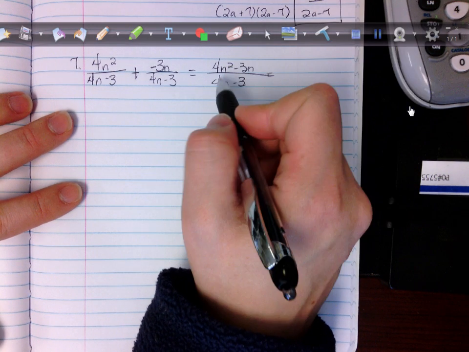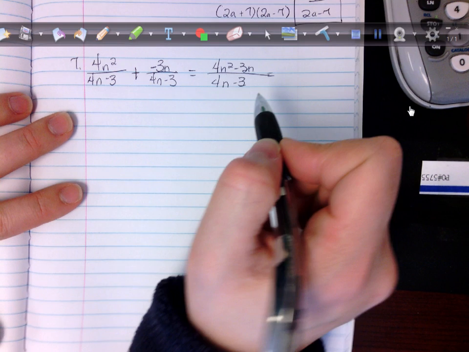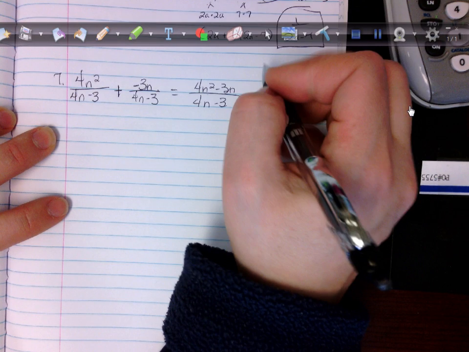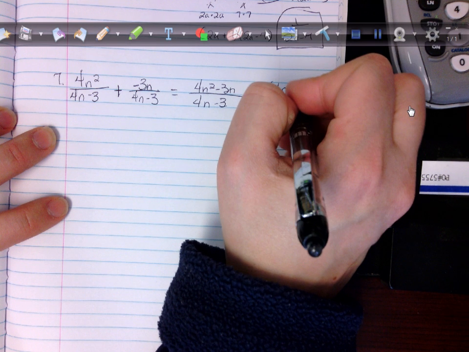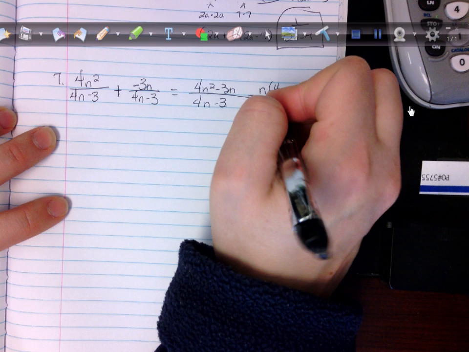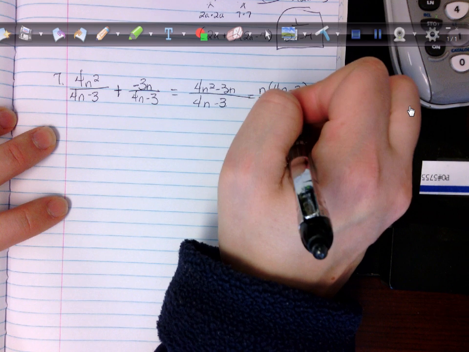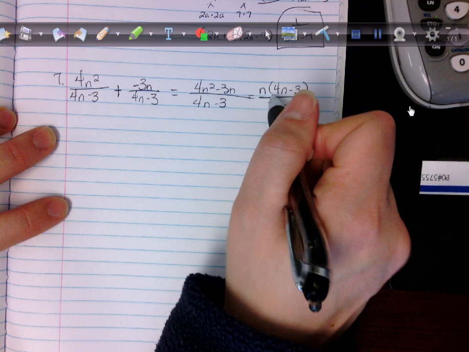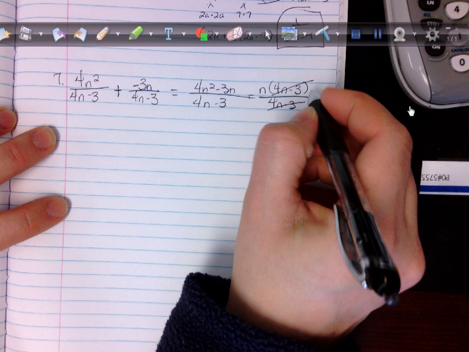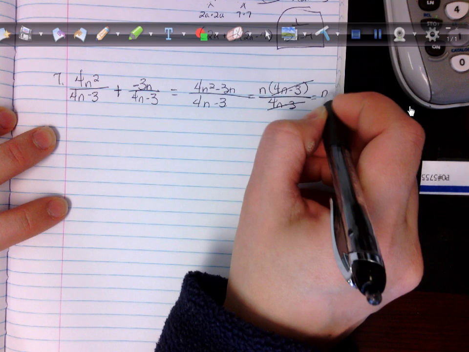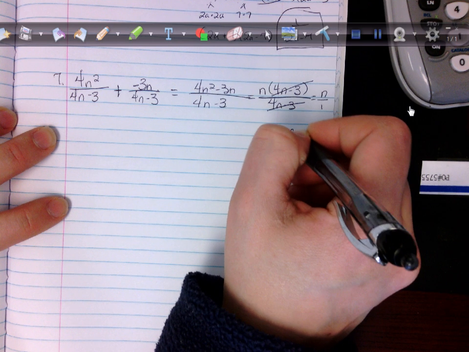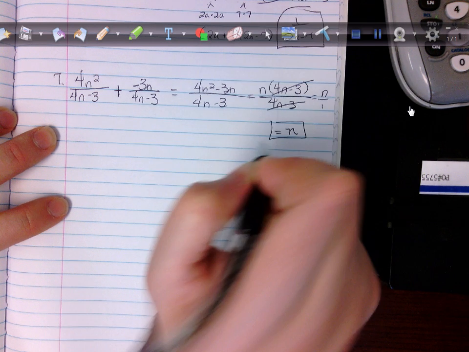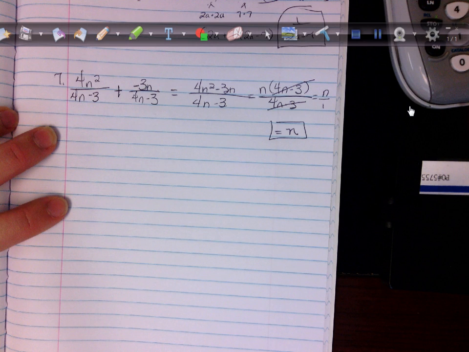I do have a GCF here between 4n squared and negative 3n, and that is an n, so I'm going to go ahead and pull that out. That's going to leave me with 4n minus 3. Bring over my denominator, which is 4n minus 3. And then I can see that these actually match. They cancel, which leaves me with an answer of n. You could also write it as n over 1, but n over 1 is simply n. So that's my final answer. Make sure that you have that down before you move on.